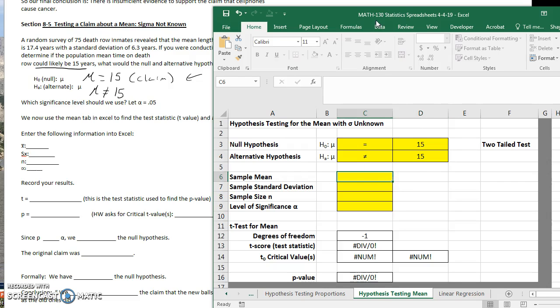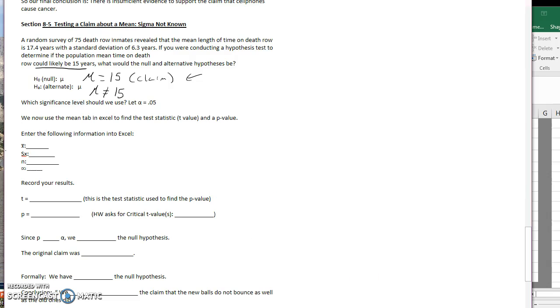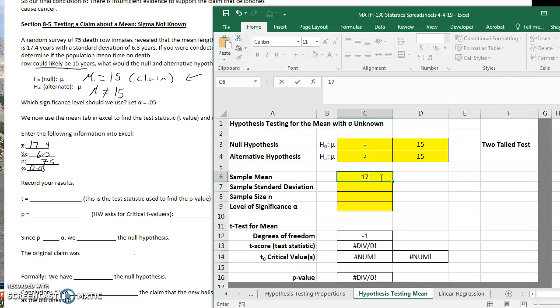And then we need some information: our sample mean, our sample standard deviation, our sample size, and our significance level. So it tells us the sample mean is 17.4. The sample standard deviation was 6.3. Our sample size was 75. And the alpha value was 0.05. So we're going to plug those in. 17.4, 6.3, 75, and 0.05. So let's fill in these values.